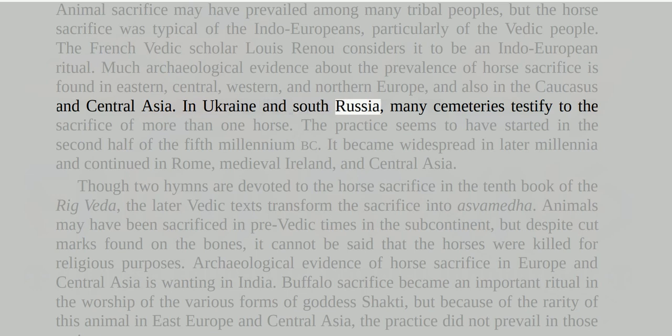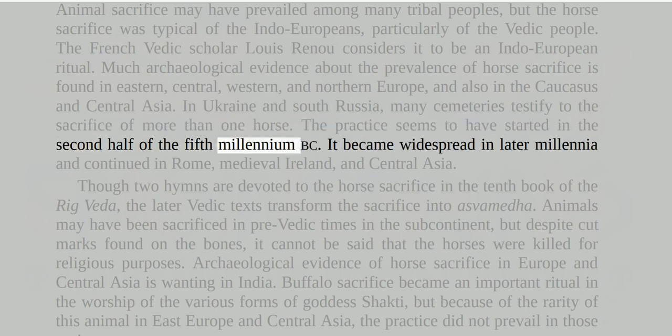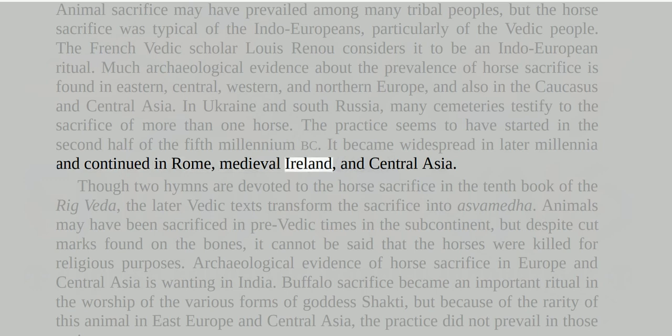In Ukraine and South Russia, many cemeteries testify to the sacrifice of more than one horse. The practice seems to have started in the second half of the 5th millennium BC. It became widespread in later millennia and continued in Rome, medieval Ireland, and Central Asia.